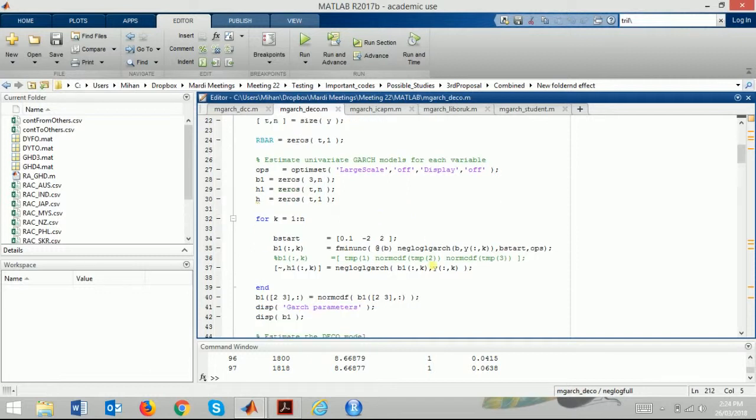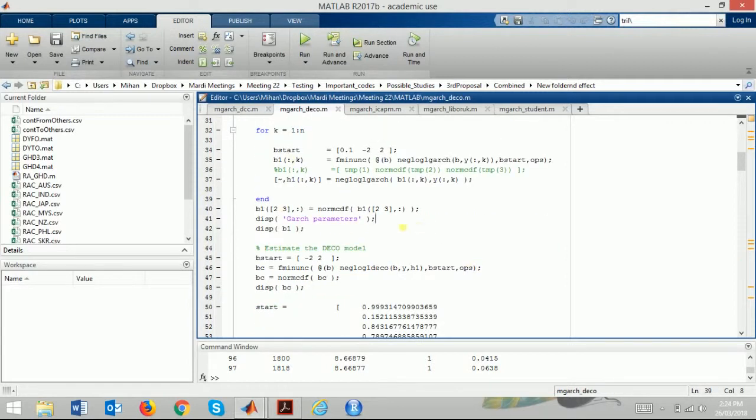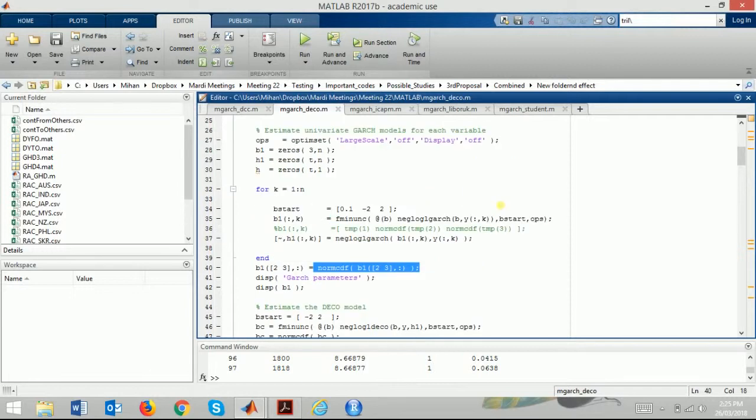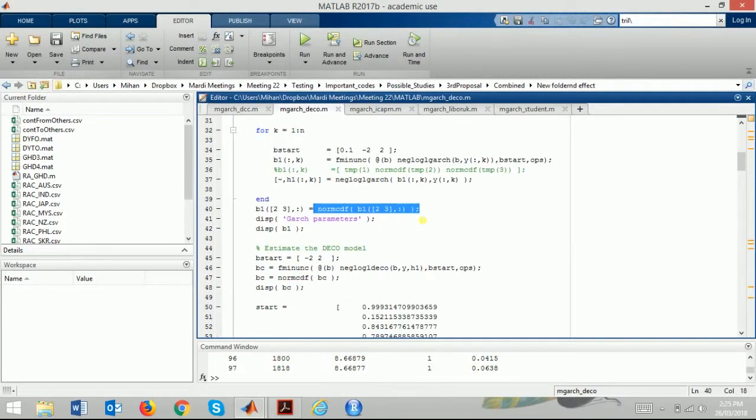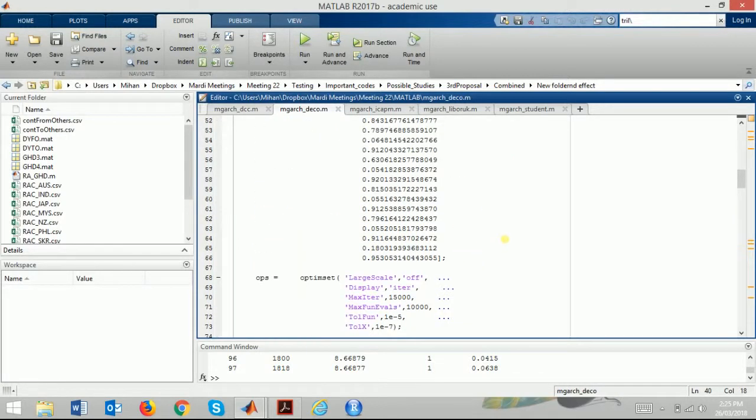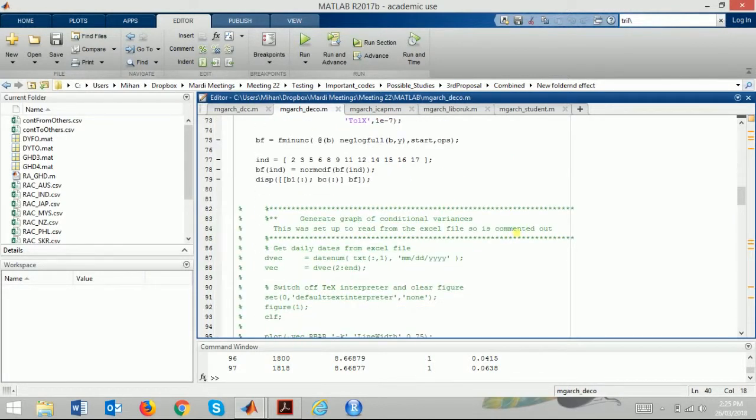Then we start, we run the function, and we get the parameters. We get the GARCH parameters. Okay, beta 1, 2, 3 is the normal cumulative distribution function. 2, 3 is actually alpha and beta. That's all. First of all sigma, then alpha, then beta. Sigma, alpha, beta. Very simple. Okay, so that makes sense.